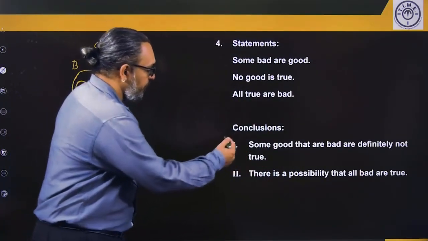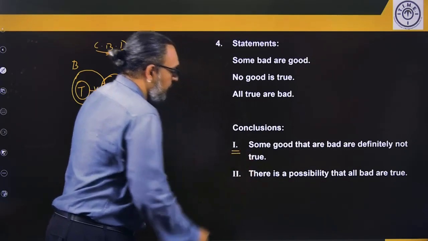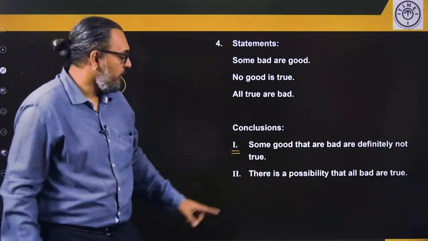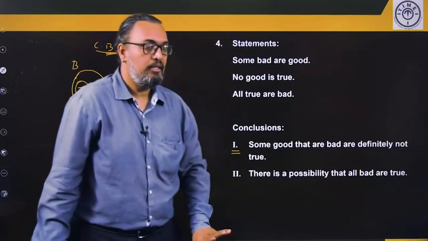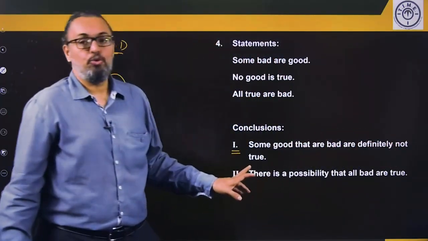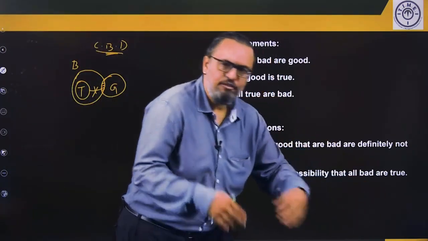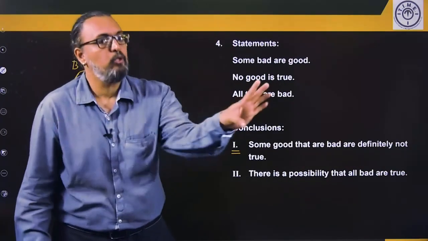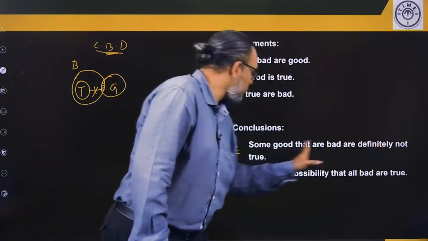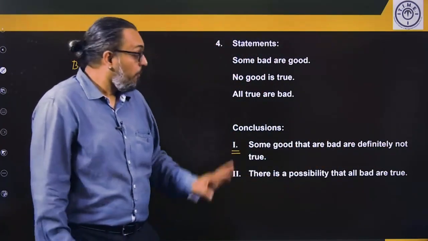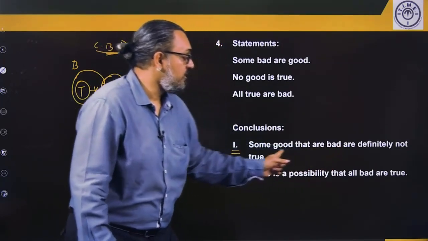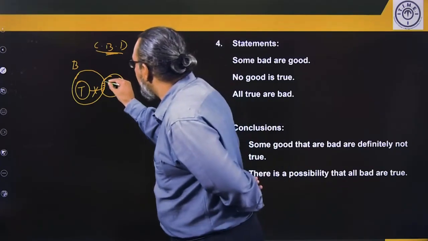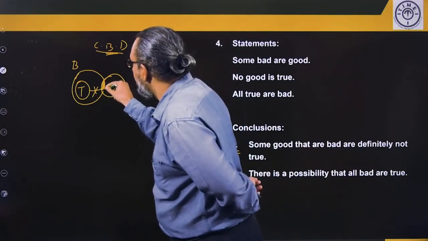Now, look at this. In the first one, usually we get 2 elements, but here there are 3 elements. So, take element by element. He says some good that are bad are definitely not true. See, are itself means it is a definite word. Even if you put the word definitely, it is not going to change your meaning. So, it is are not true. You can read it like that. But before that, I need to know what this is. Some good that are bad. See, some good that are bad is basically talking about this common region. Do you see?